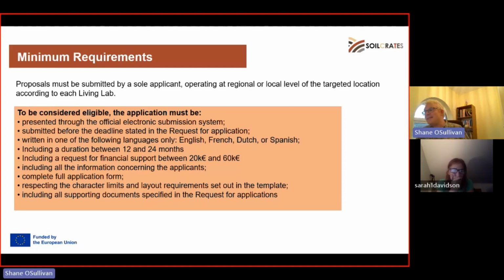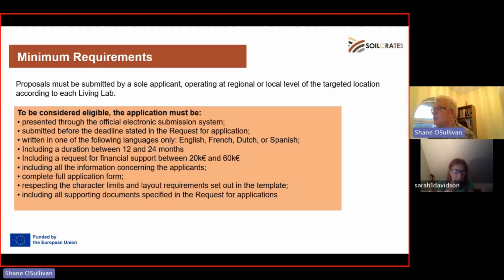The applications can be written in one of the following languages: English, French, Dutch, or Spanish. We would hope everyone here would submit them in English. The project duration is between 12 and 24 months. As I said before, we would really encourage 24 months at most. The financial support is between 20 and 60,000 euros.